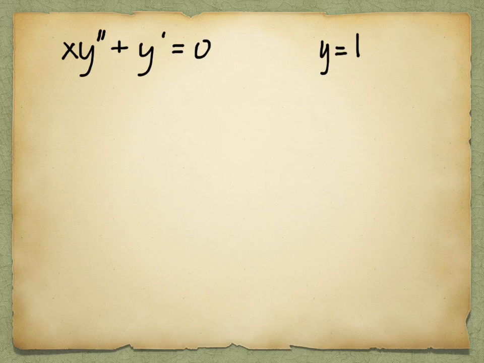All right, so we're supposed to verify that x times y double prime plus y prime equals 0, right? And we have our solution, which is y equals, I'll write it in this order, natural log of x minus the natural log of 2. Is that good? Okay, let's find the derivative. We need the first derivative and we need the second derivative. So what is the first derivative of ln x minus ln 2?